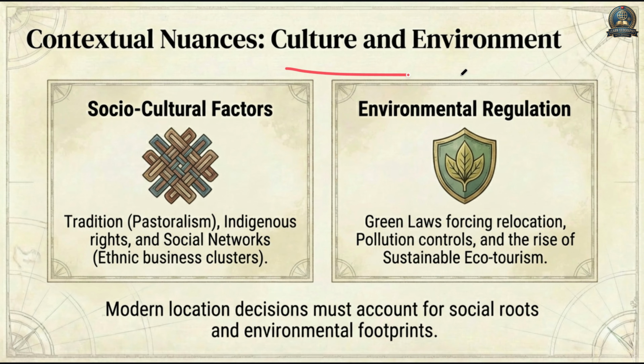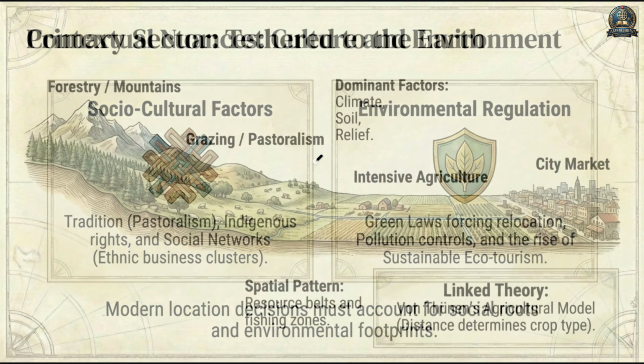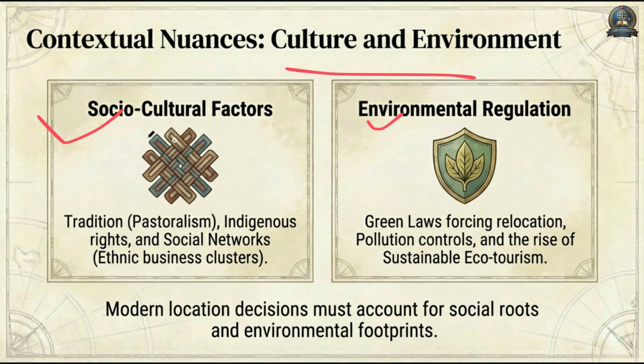Contextual nuances, culture and environment. Socio-cultural factors: traditions, pastoralism, indigenous rights, and social networks, like ethnic business clusters. Environmental regulations: green laws forcing relocations, population controls, and the rise of sustainable ecotourism. Modern location decisions must account for social roots and environmental footprints. Okay, these are the basic factors affecting economic activities on the Earth's surface by human civilization.